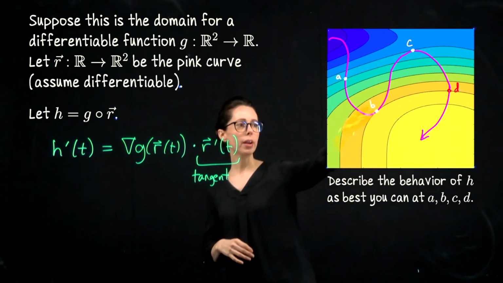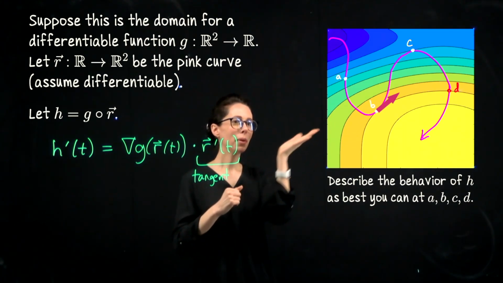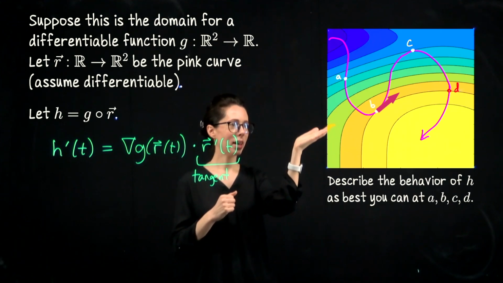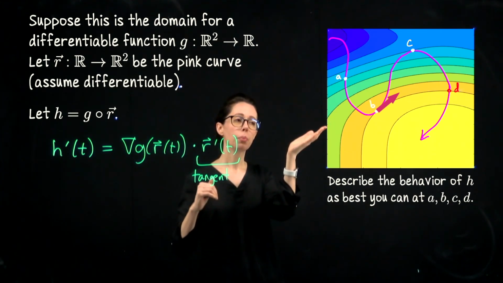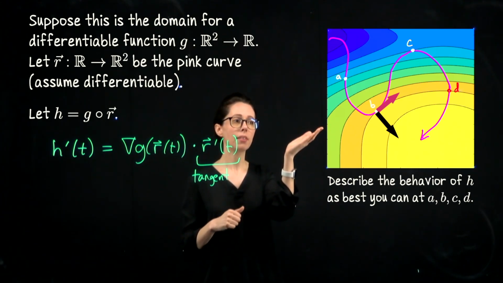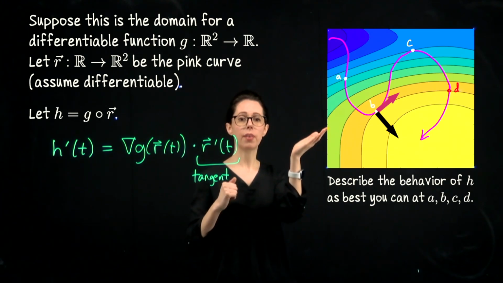What about what's happening right around B? Well, here, again, I'm going to do it with my hands. R prime, the tangent vector, is kind of pointing that way. And the gradient of g, I'm going to draw it perpendicular to this level set, but pointing in the direction of going up relative to the values of g.